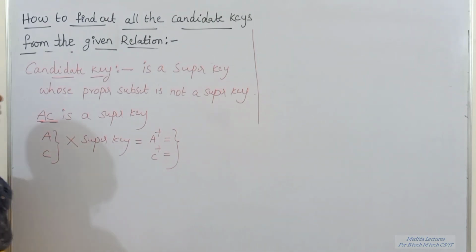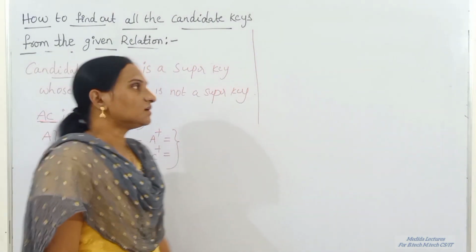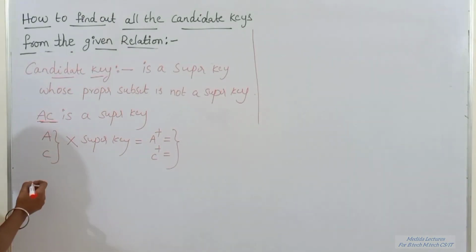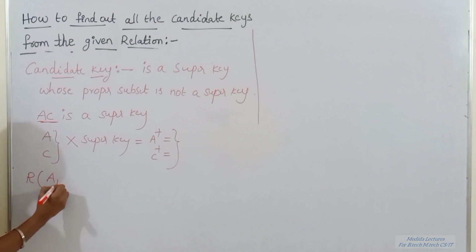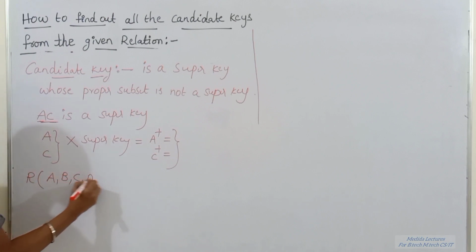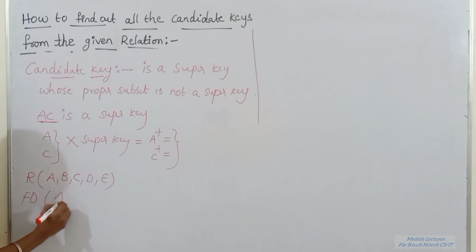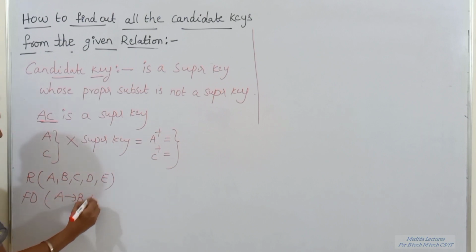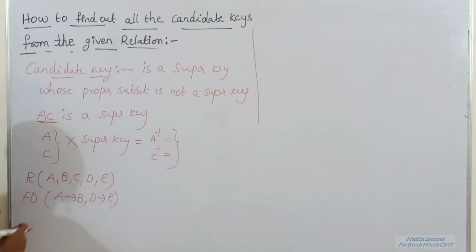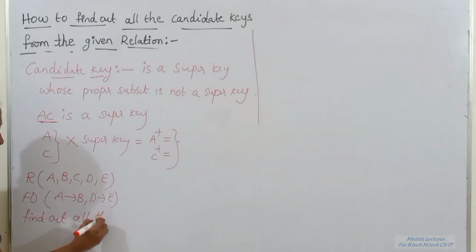I will explain how to find out all the candidate keys with an example problem. I am taking a relation. This relation consists of A, B, C, D, E attributes and a set of functional dependencies. A determines B, D determines E. These are the set of the functional dependencies. For this problem, we have to find out all the candidate keys.